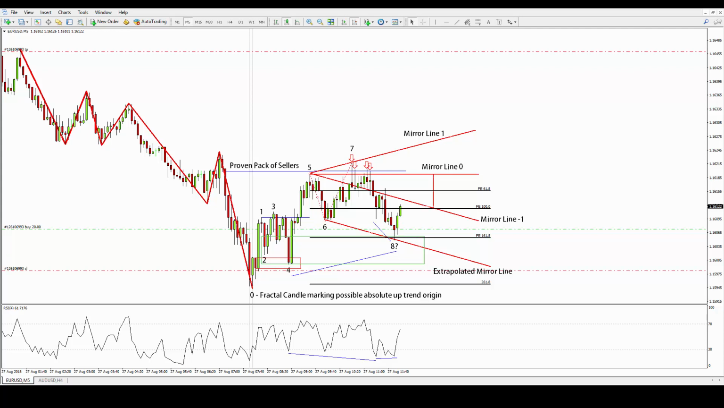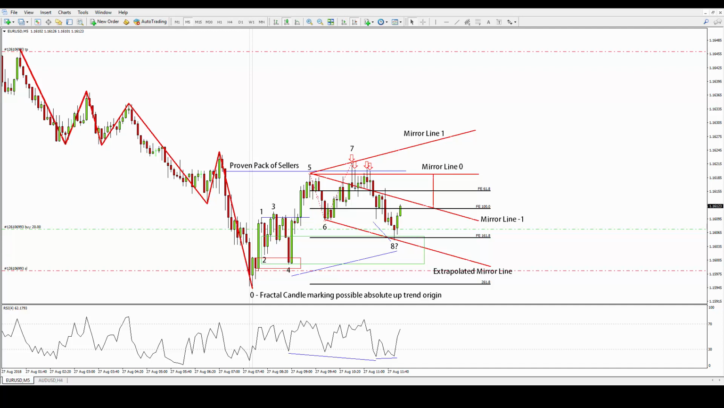In case you are wondering why we connected these 2 lines, remember that 7 is a subjective violation of number 5 because price surpassed it but it didn't close above it. Beyond that, this angle might tell us about the angle in which buyers might be operating in the market. Mirror line -1 is the exact same angle produced between mirror line 1 and 0 but mirrored to the downside.